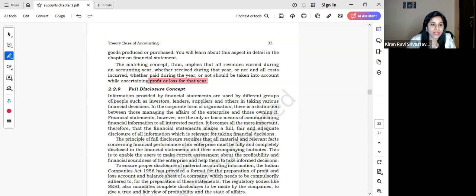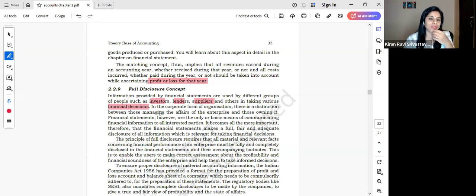I told you that there are many users of accounting. We have internal users and we also have external users. These groups of people are like investors, lenders, suppliers, and others in taking various financial decisions. Why do these users of accounting need information? Because they have to take important financial decisions.